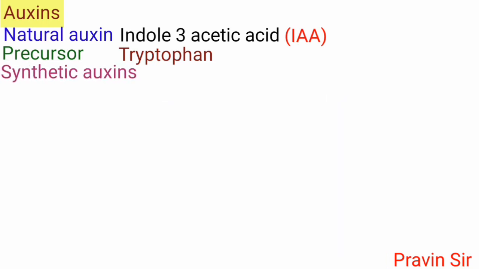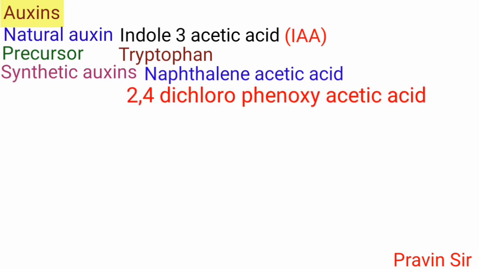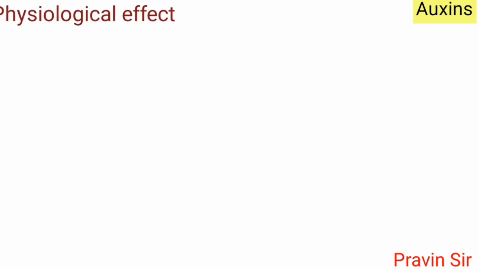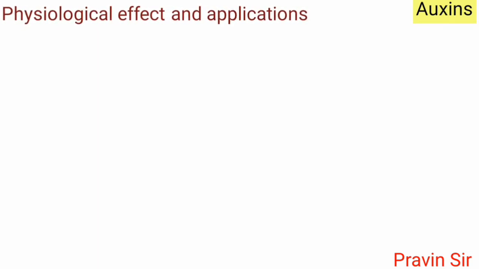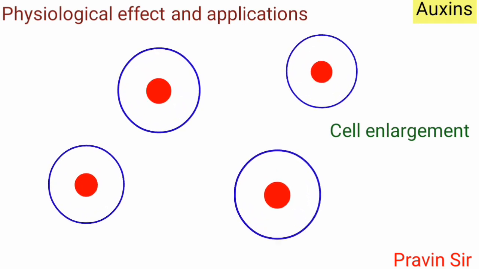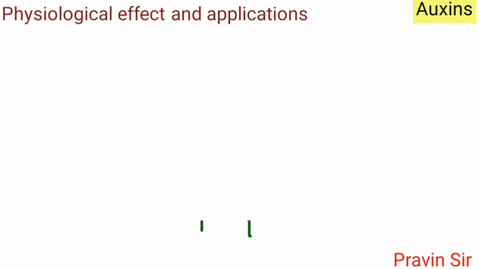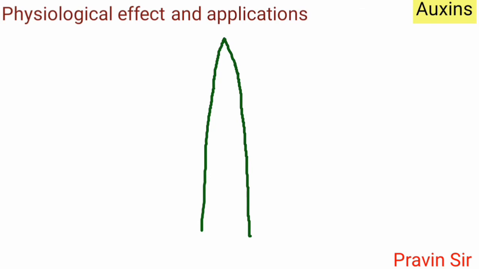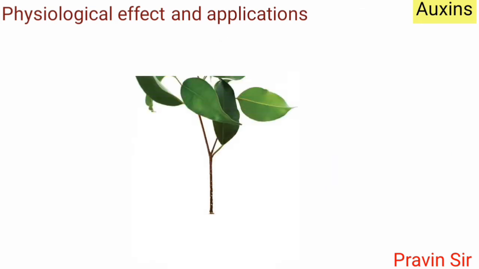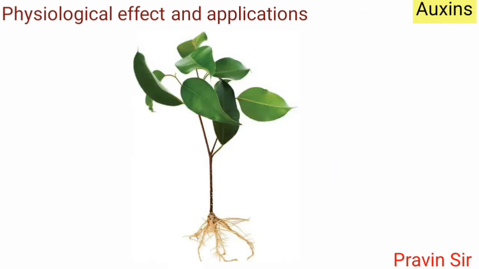Synthetic auxins are naphthalene acetic acid and 2,4-dichlorophenoxyacetic acid. Physiological effects and applications: auxin causes cell enlargement. Then apical dominance: inhibition of the growth of lateral buds is due to auxin. Stimulation of stem and root growth.